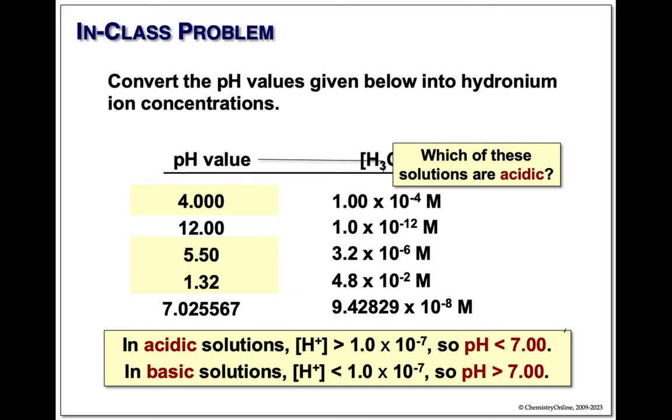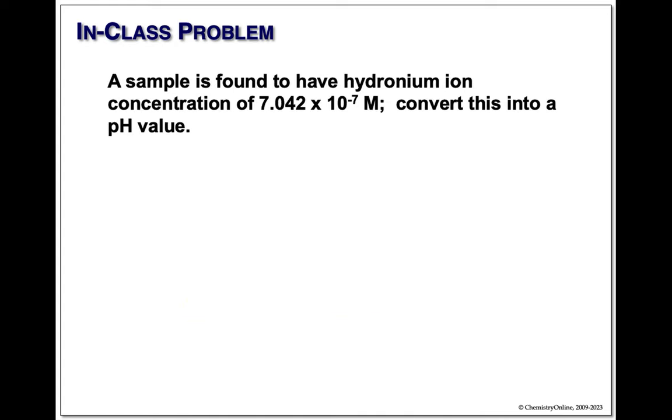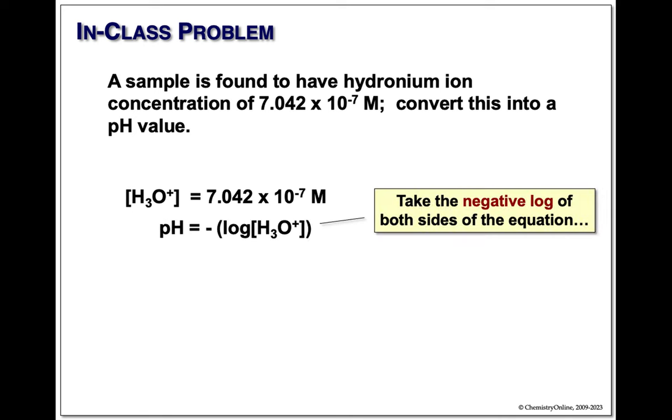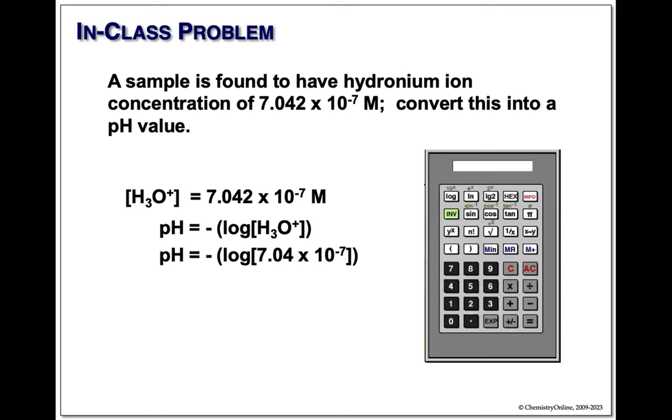All right, let's do this backwards. What if I gave you a hydronium ion concentration and I said, what's the pH? Well, pH is going to be the negative log of our hydronium. This is our hydronium. We're going to type in 7.04 times 10 to the minus 7. Type it right in your calculator. All you have to do to get the pH is hit the log button and then change the sign.